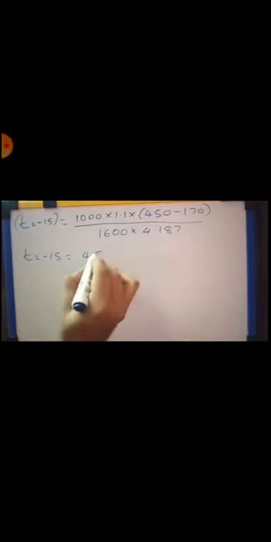the final answer: 1000 into 1.1 into 450 minus 170, the whole divided by 1600 into 4.187, that is 45. So t2 minus t1 is equal to 45.98.